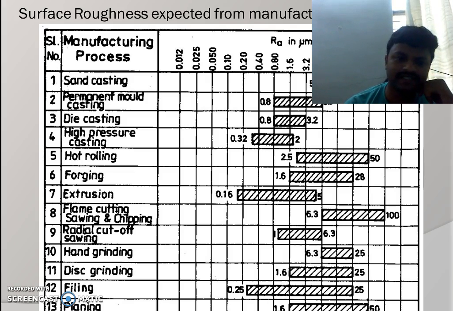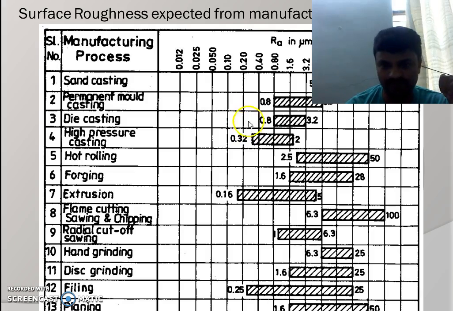Now we will discuss what all the machining operations are there and how much surface roughness they will produce. From casting, these are arranged in ascending order: sand casting, permanent mold casting, die casting, high pressure casting, hot rolling, forging, extrusions, flame cutting and sawing. So many different operations are there and we can see how much surface finish they can produce. These are all in micrometers.